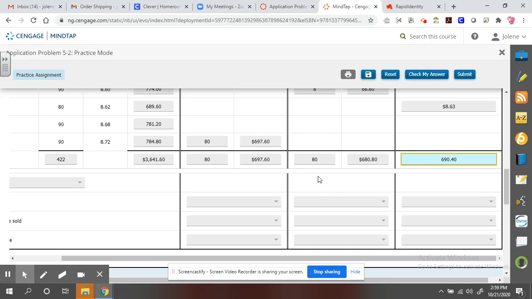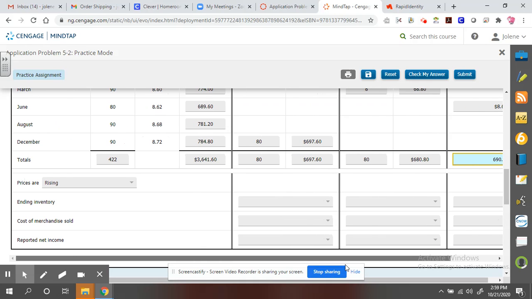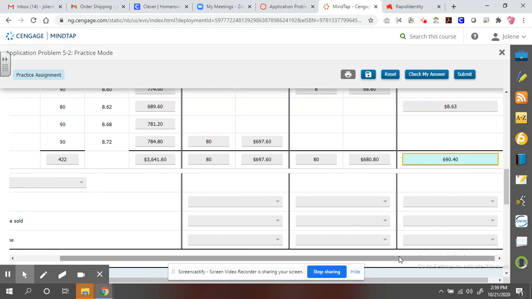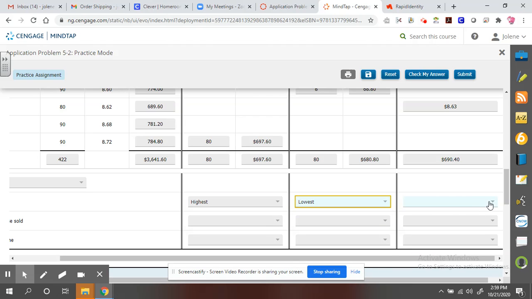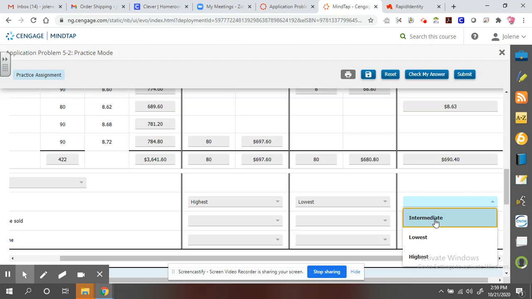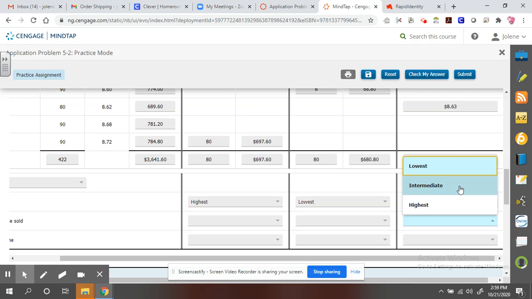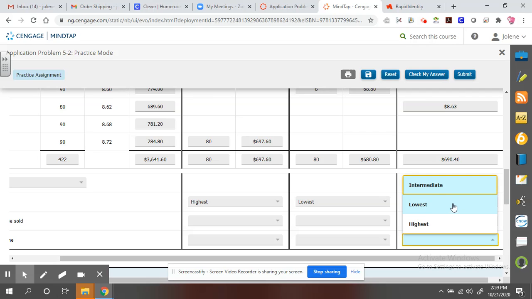So now remember, we have to do the highest to the lowest. So it's asking us ending inventory. Which one has the highest? Highest inventory. That's still the highest. This is still the lowest. And that's still the intermediate. It's the average. That's what average is. It's right there in the middle. So that's always going to be in the middle.